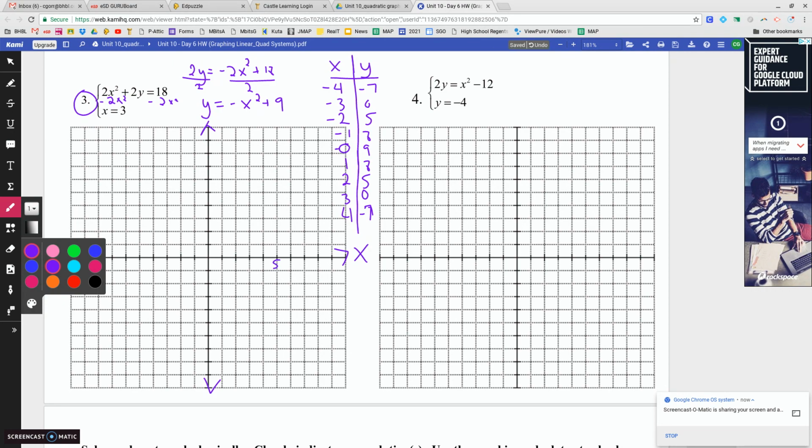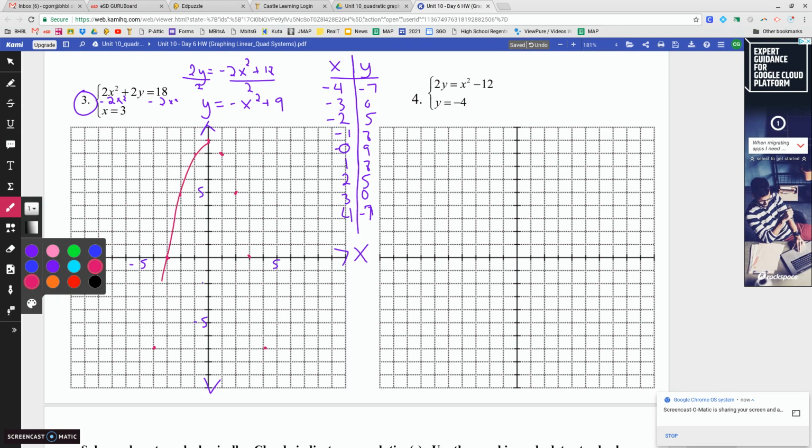So I'm going to count out a scale. And now I'm going to plot my points. So negative 4, negative 7, negative 3, 0, there's a root right there. So negative 2, 5, negative 1, 8, 0, 9, 1, 8. So I identified my vertex up there on top, 3, 0, and 4, negative 7.